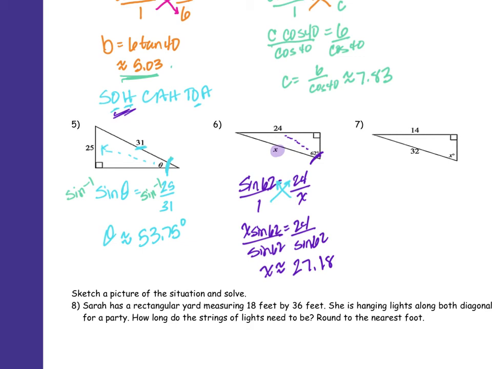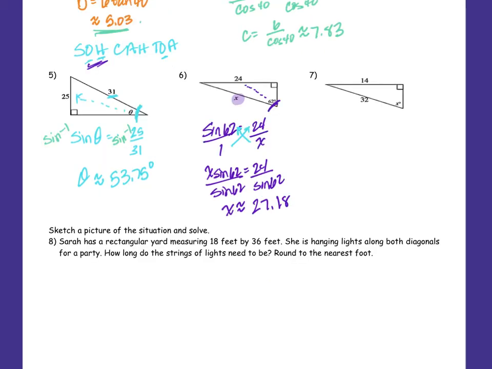Okay, I want you guys to do number 7. Please go. Okay, so I'm looking for this angle right here, x. And I have the hypotenuse and the side opposite. So that's sine again. So sine of x is going to be equal to opposite 14 over 32.